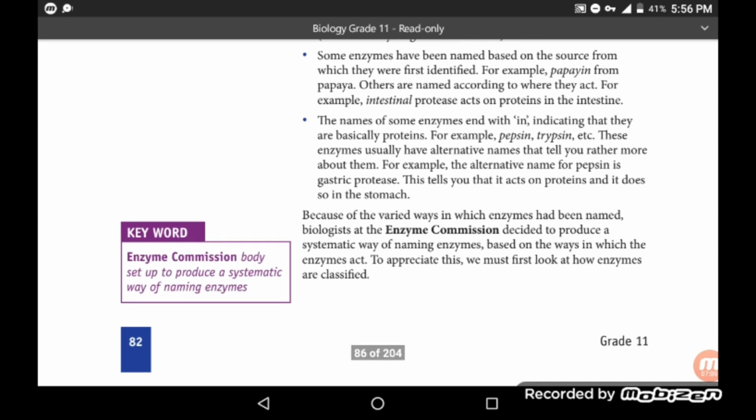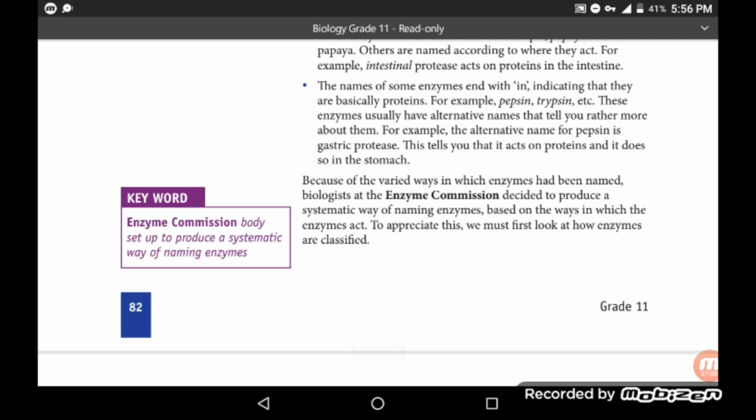The names of some enzymes end with -in, indicating that they are proteins. For example, pepsin and trypsin. These enzymes usually have alternative names that tell you rather more about them. For example, the alternative name for pepsin is gastric protease. This tells you that it acts on proteins and it does so in the stomach.